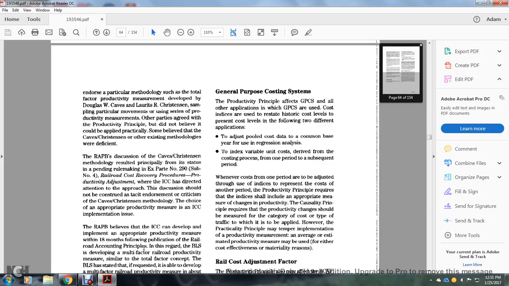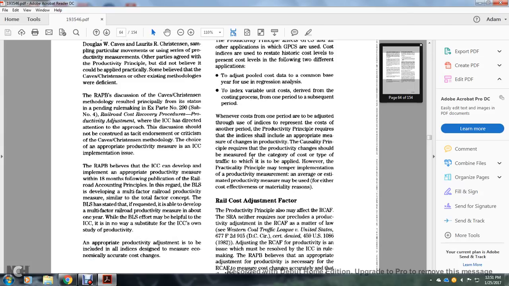The cost indexes are used to restate the historic cost level to the present cost level, following two different applications: to adjust the pool cost to the common base, and to adjust the joint cost using regression analysis. The index of variable unit cost is derived from the cost of one period and the subsequent period. Costs in one period are adjusted through the index representing the cost in another period. The productivity principle requires that the indexes include an appropriate measure of changes in productivity. The quality principle requires that productivity changes be measured by category of cost and type of traffic to which they apply. However, the productivity principle may temper implementation of the productivity measurement, and an average estimated productivity measurement may be used where cost-effective or reasonable.